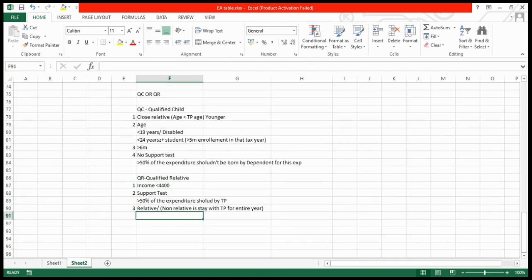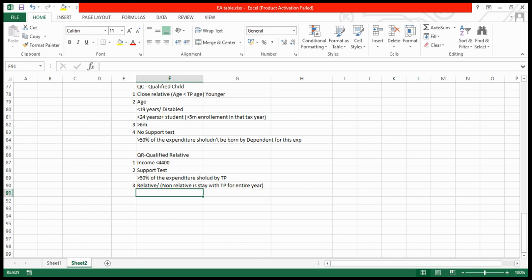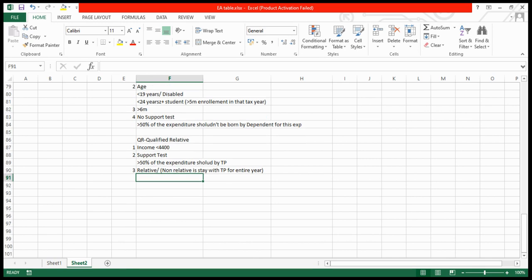So I will make a table and provide it to you at the end of the class. You can go through it once. So now we covered the qualified relative as well as the qualified child. Here we are talking about the support test.